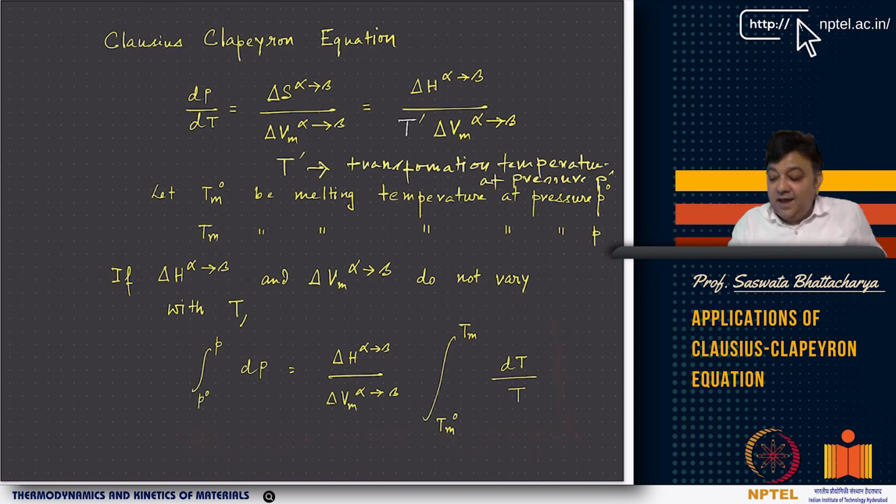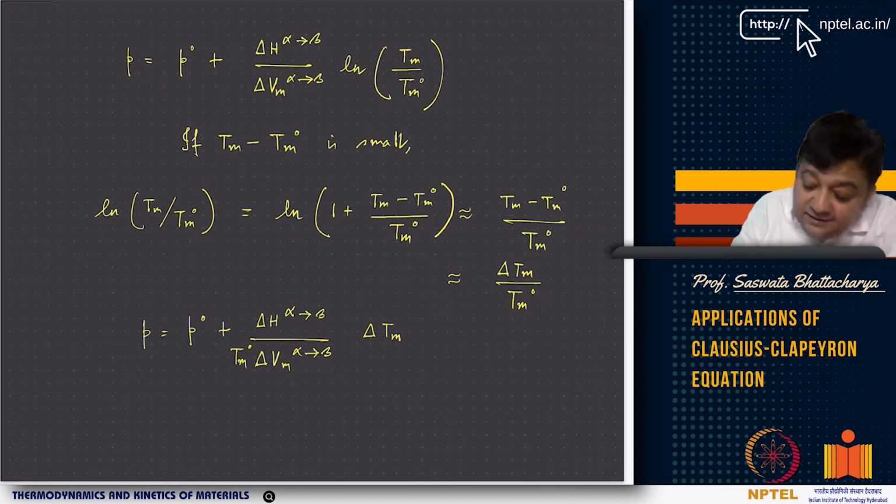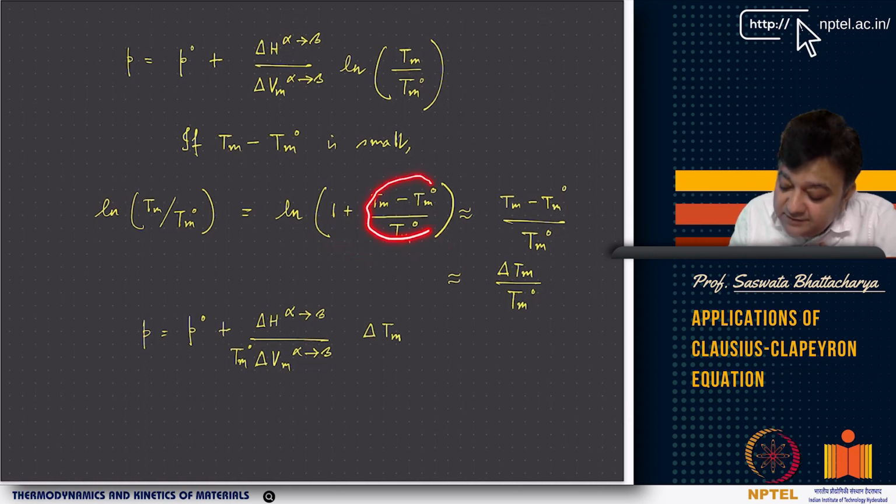And you can put the limits Tm0, Tm. As you can see, when it is Tm0, pressure is P0, and when it is Tm, pressure is P. So if you now plug it in, you get P equals P0 plus delta H alpha to beta by delta Vm alpha to beta ln Tm by Tm0, right? If Tm minus Tm0 is small, then ln Tm by Tm0 can be approximated as ln of 1 plus Tm minus Tm0 by Tm0, and I take only the linear term because Tm minus Tm0 is small.